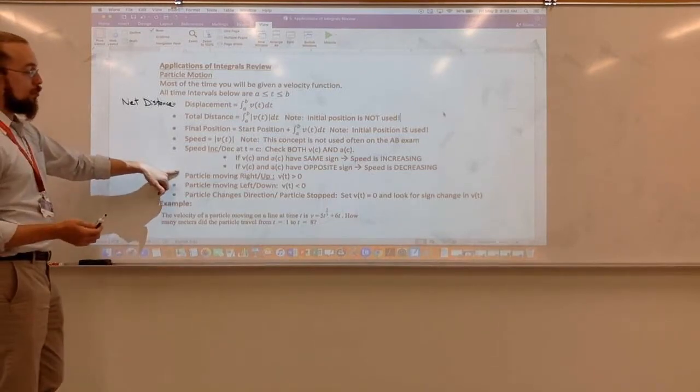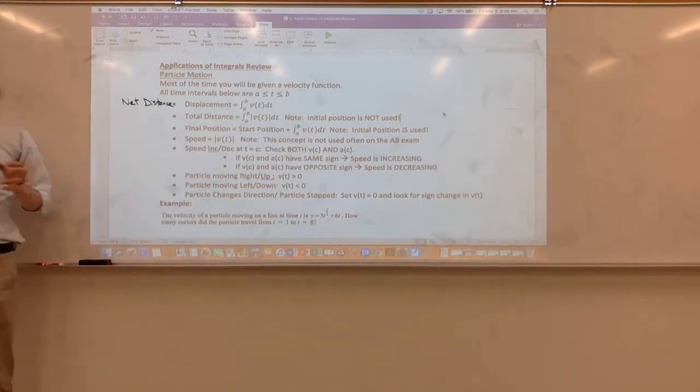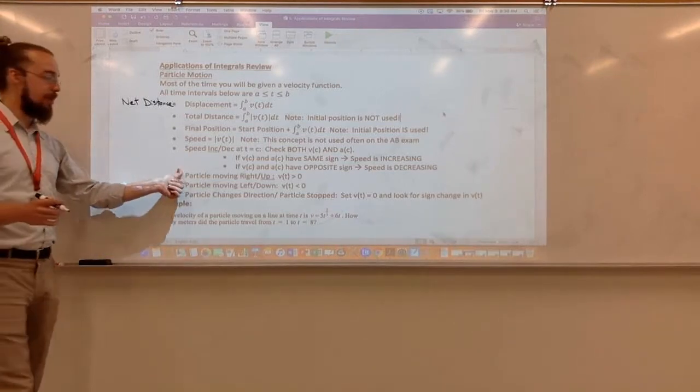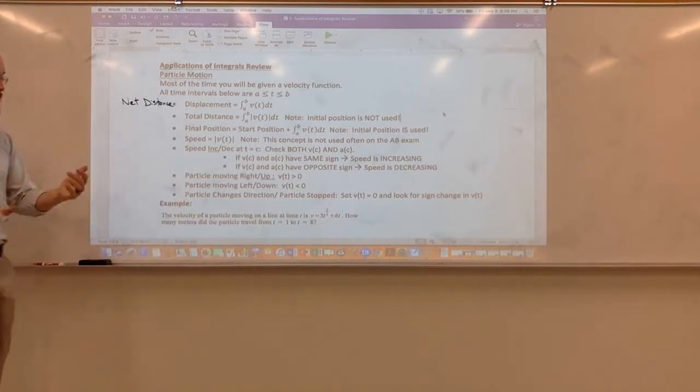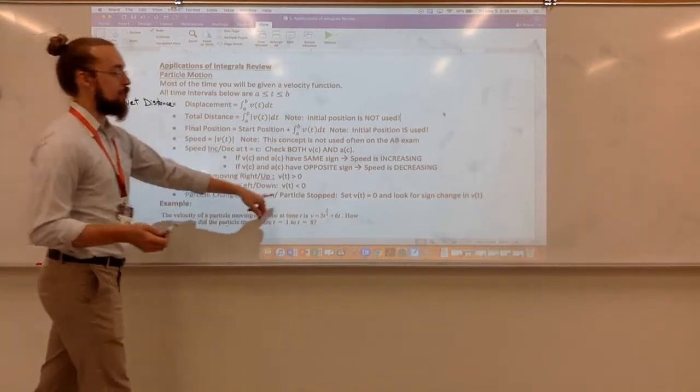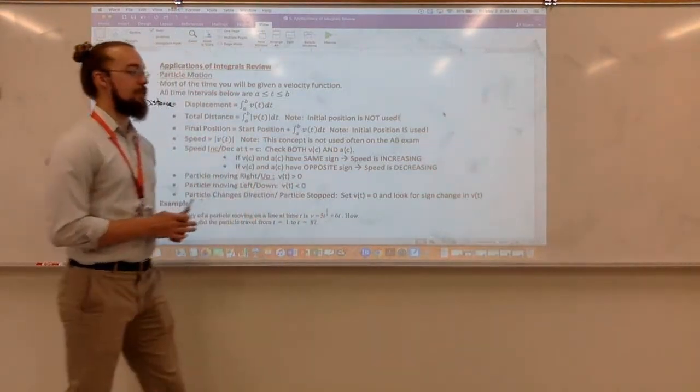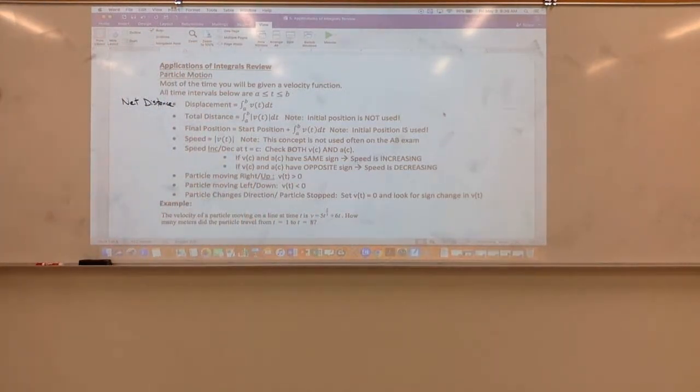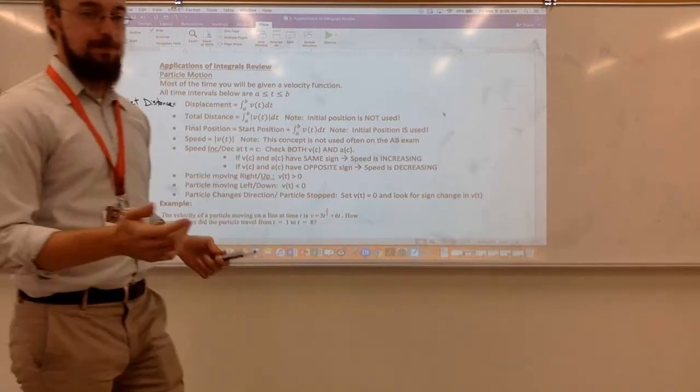Particle moving right or up in some cases, velocity is positive. Particle moving left or down, velocity is negative. And a particle changes direction or is stopped whenever the velocity is equal to 0. Those are the collection of big ideas of velocity with particle motion.